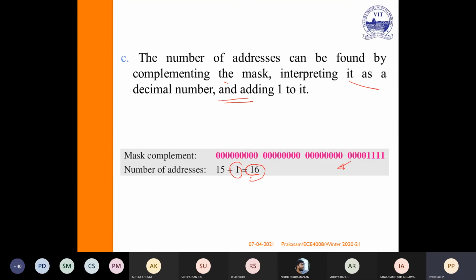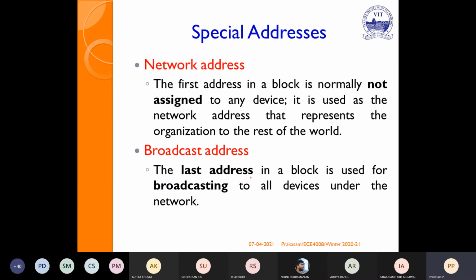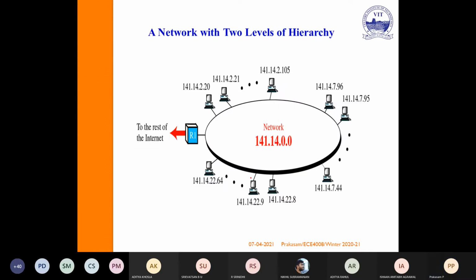This procedure is very important for finding the first and last addresses of a particular subnet or block. You will see it with a few examples. This we have already seen: the first address is normally not assigned to any device. It is the network address, the network ID. The last address is the broadcast address.